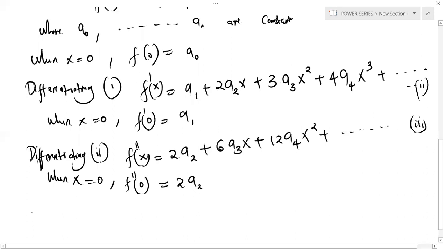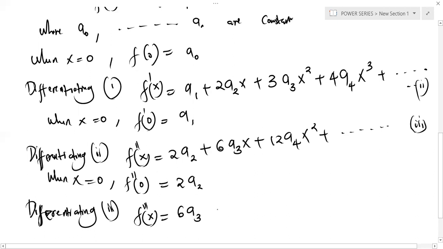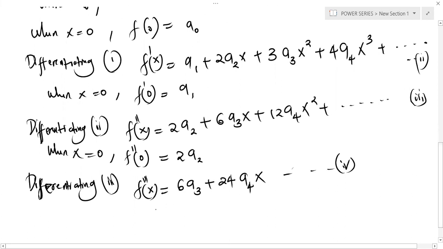Differentiating now equation 3, this will give us f third prime of x is equal to, the derivative of the constant will be 0. Differentiating this will give 6a3 plus 24a4x. Let's call this our equation number 4. When x is equal to 0, we'll have our f third prime of 0 is equal to 6a3, since the other side will be 0.